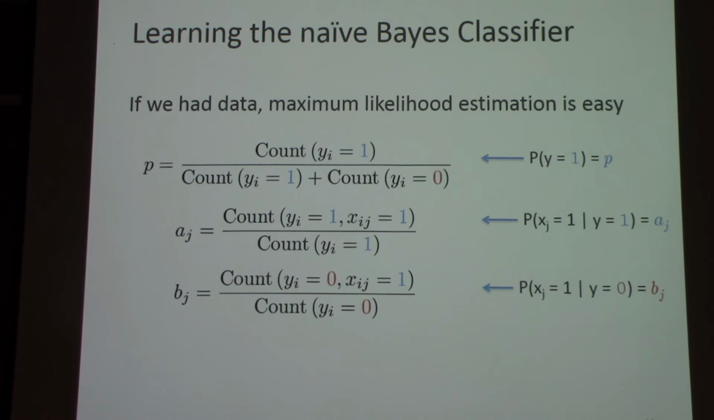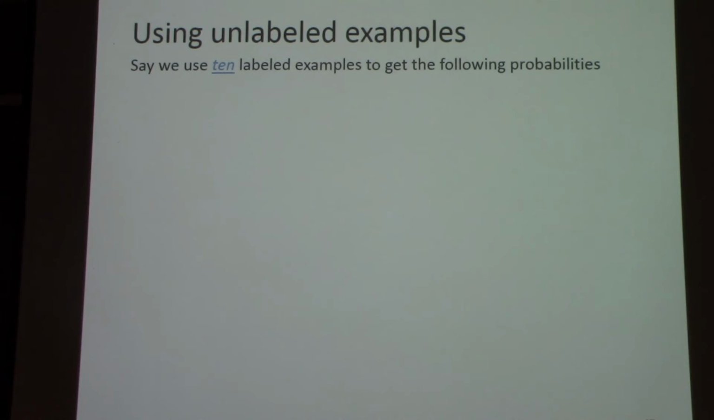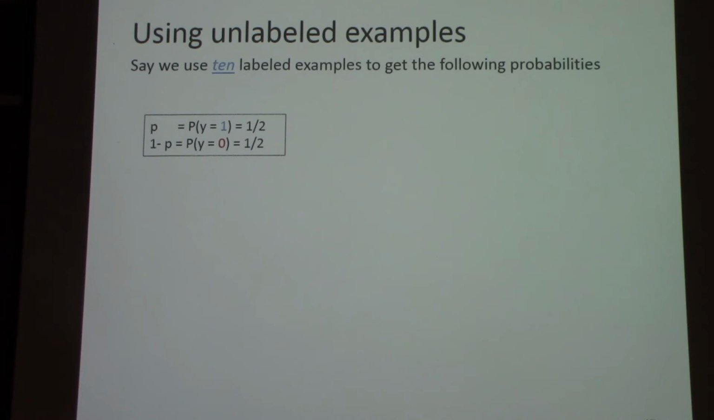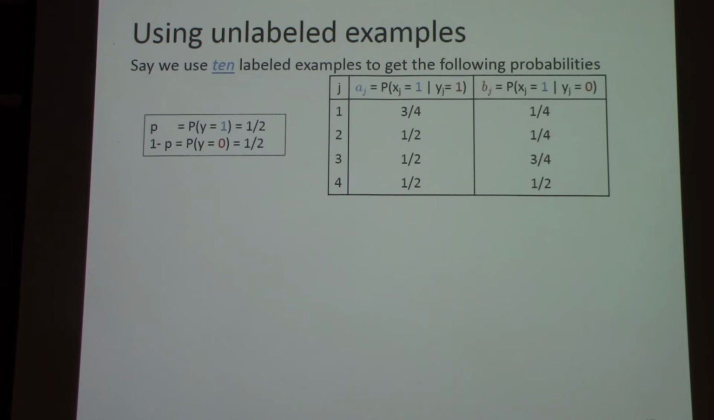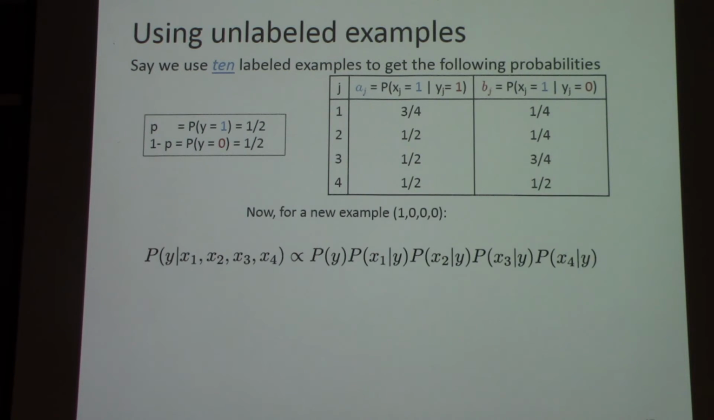So let's build up a technique that can use what we know and yet exploit unlabeled data. Let's start with some simple case. Say you have 10 examples. Based on 10 examples, you've learned a classifier. The probability that the label is 1, the prior, is half, let's say, which means the probability that it's 0 is also half. You also learn the likelihoods for every label.